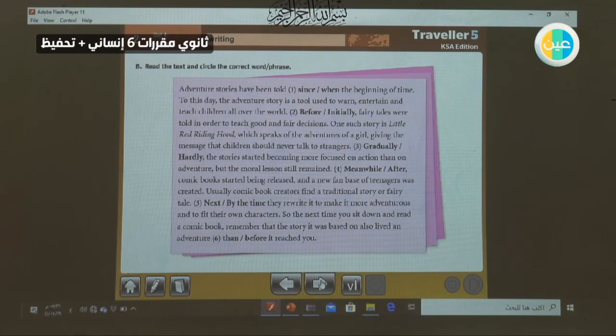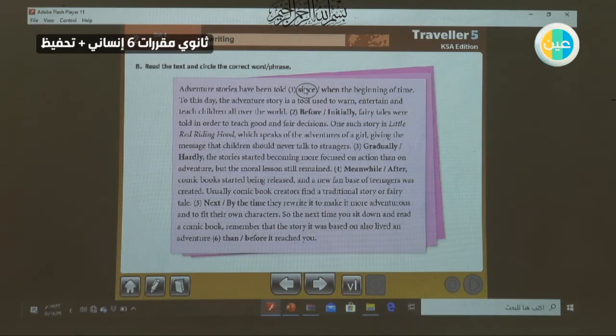Here you have a text and you have to circle the correct word or phrase. All of them or most of them are time linkers. Adventure stories have been told since when? The beginning of time. He is talking here about adventure stories beginning. So since or when, the beginning of time? For sure since, because we have an action, the beginning of time, so it takes since.